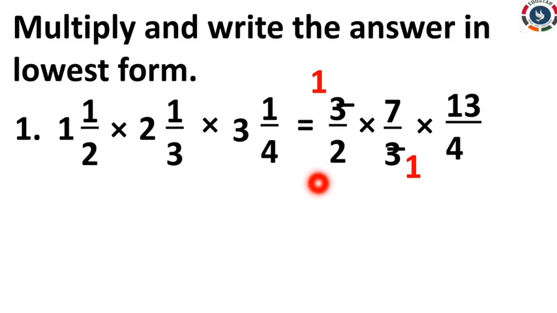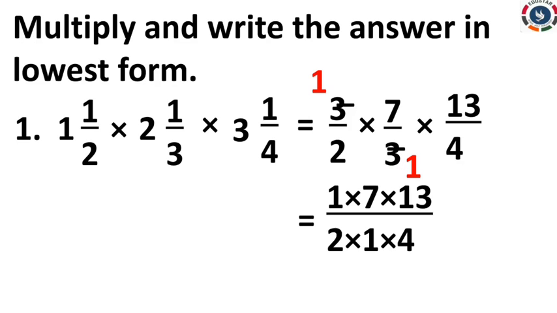Okay. Now you take and write all the numerators, and take and write the denominator values also. So it is equal to 1 into 7 into 13 divided by 2 into 1 into 4. Now you multiply the numerator values and multiply the denominator values. 1 7s are 7, 7 into 13 how much now? 91. And 2 ones are 2, 2 into 4 is 8. Okay, 91 by 8.